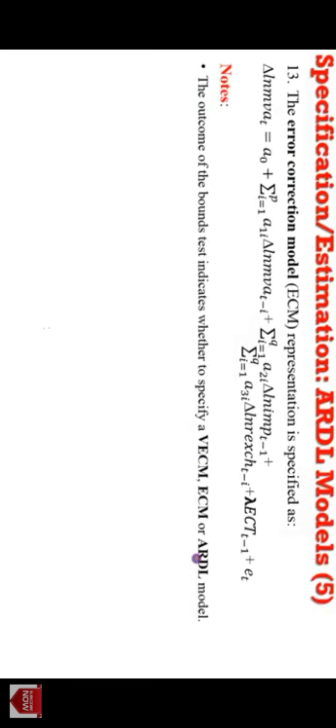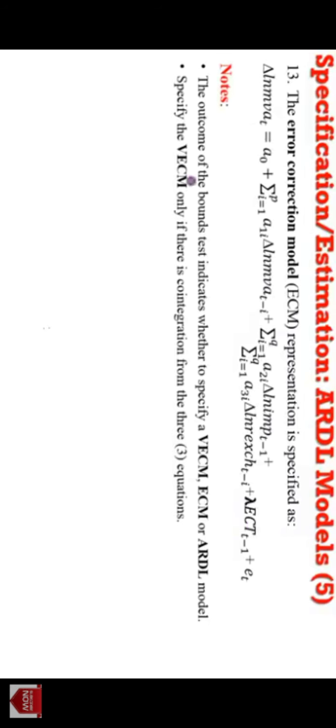Remember, if there is no cointegration, you don't need this part in the model. All these parts should not be included if there is no cointegration. But if there is cointegration, this is where you specify the error correction term. It will include the short run and the long run relationship being captured by the error correction term. So specify only the VECM only if there is cointegration from the 3 equations.